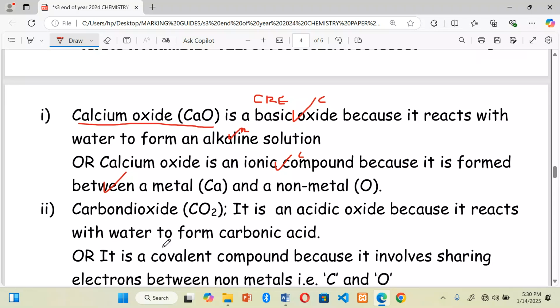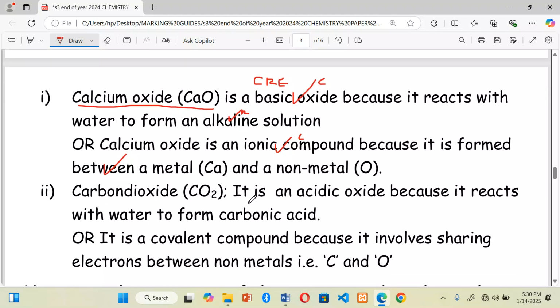Then another product was carbon dioxide gas, and it also has two ways. Number one, you can categorize it as an acidic oxide. Why? This is the category because it reacts with water to form carbonic acid. Good. So we believe that acidic oxides, when they dissolve in water, form an acidic solution. And we see carbon dioxide, when it dissolves in water, forms carbonic acid. Therefore, we can ably say that carbon dioxide is an acidic oxide.